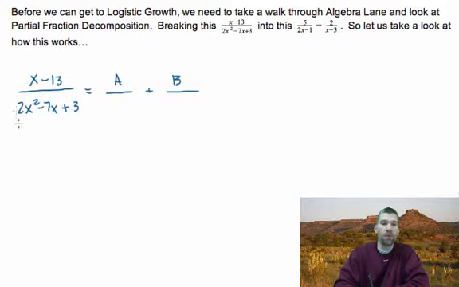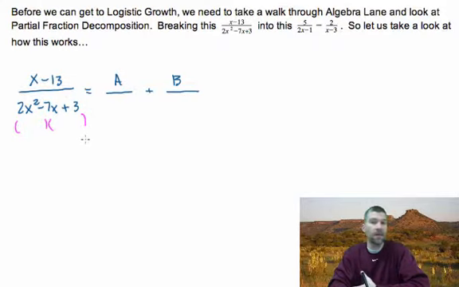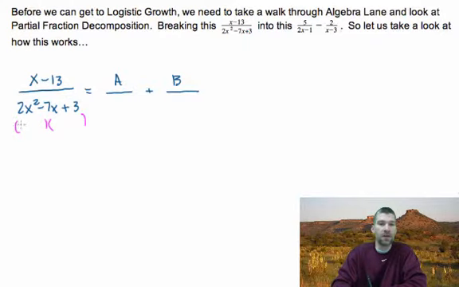Well, in order to do partial fraction decomposition, we have to be able to factor the denominator of our big fraction. And if the denominator doesn't factor, we can't separate into different fractions. So this guy, though, should work out. We've got 2x and x. We've got 3 and 1. And these are both going to be minus.